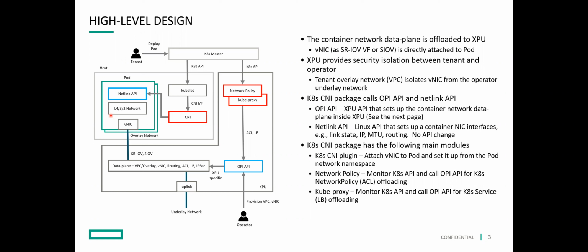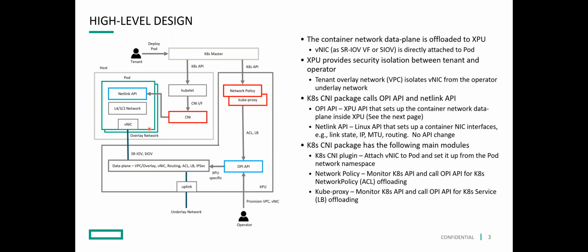Sure. Yeah, we can go to the next level of detail if we agree on this high level. But Toshi, I have a general question on this high level. So I see the network policy and the kube-proxy, right? And the proposal here is to create an OPI API to incorporate all the commands coming from the network policy and kube-proxy, to have the same interface across DPU vendors, right?